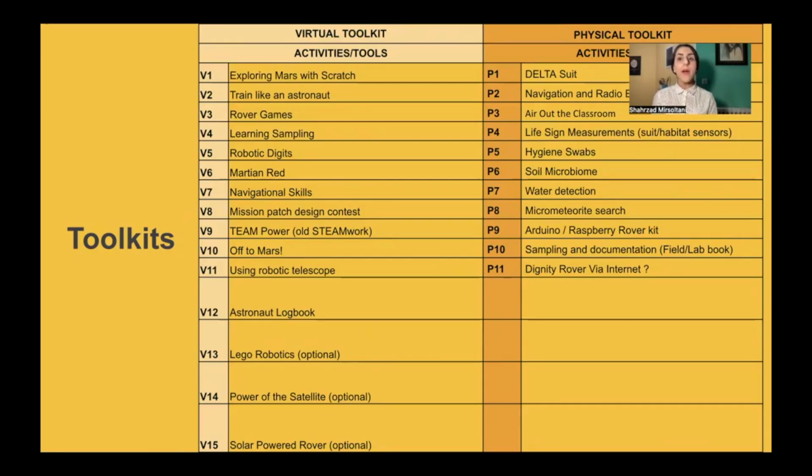As you can see here, we have different kinds of toolkits, and all of them focus on one subject, or two subjects, or more than two subjects, because as I mentioned, they are interdisciplinary activities. They can be implemented in different classes, like science classes. If you're a physics teacher, a chemistry teacher, or working on robotics or programming, you can work with the students.